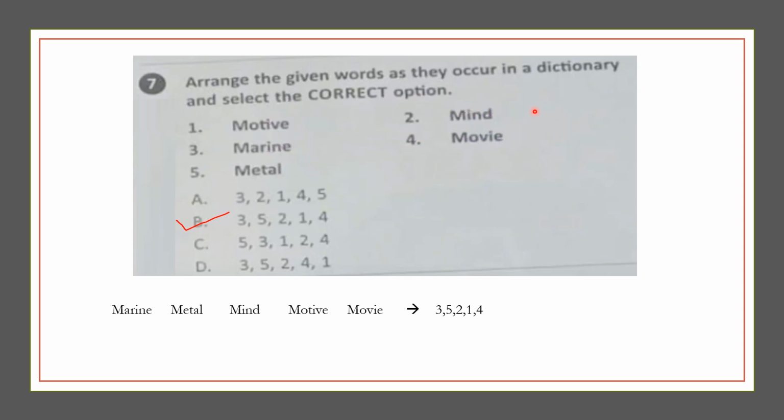Then I will come, then mine. Now motive and movie have O in the same place. Now let's check the third alphabet. So we have T and V. T comes before V, so motive will come first and then movie. So the arrangement is 3, 5, 2, 1, 4, which is option B. So our answer is option B.